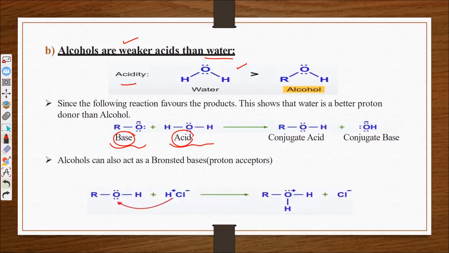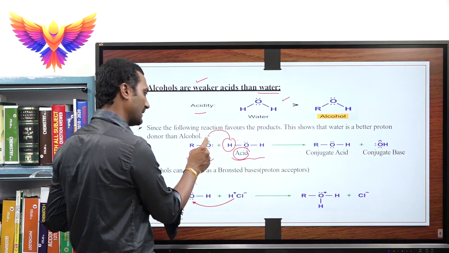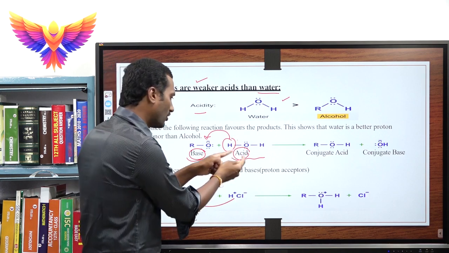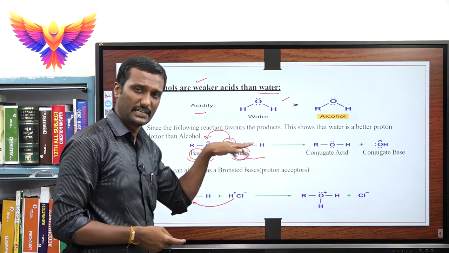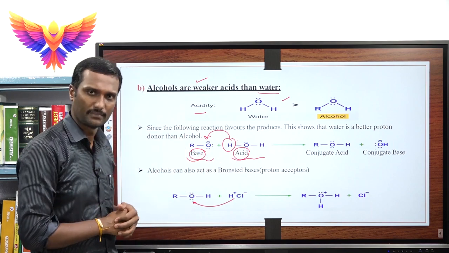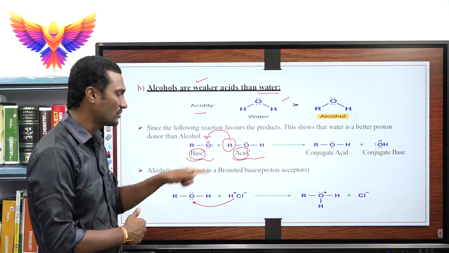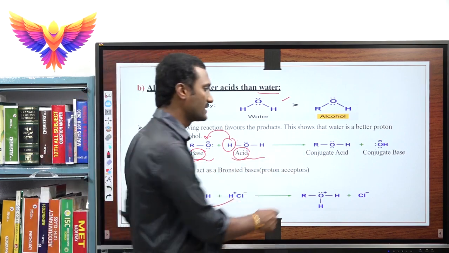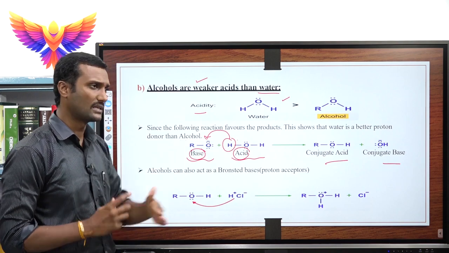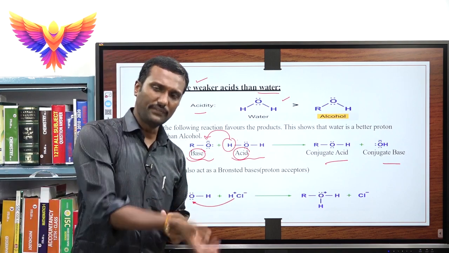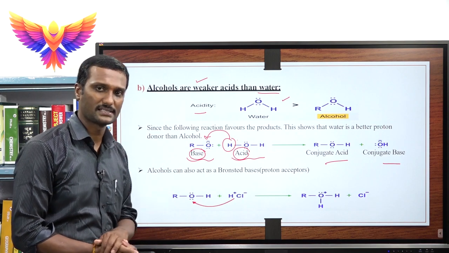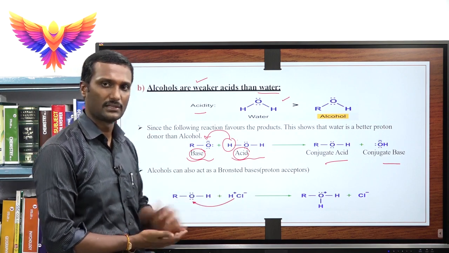Here, from the water one of the hydrogens is given to the alkoxide ion. If the hydrogen is given, then it is the stronger acid, because this alkoxide ion is accepting a hydrogen. Am I right? It is accepting a hydrogen, so it is called a base, and we call them conjugate acid and conjugate base. So this reaction shows that water gives one of its hydrogens to the alkoxide, hence the alkoxide acts as a weaker acid than water.